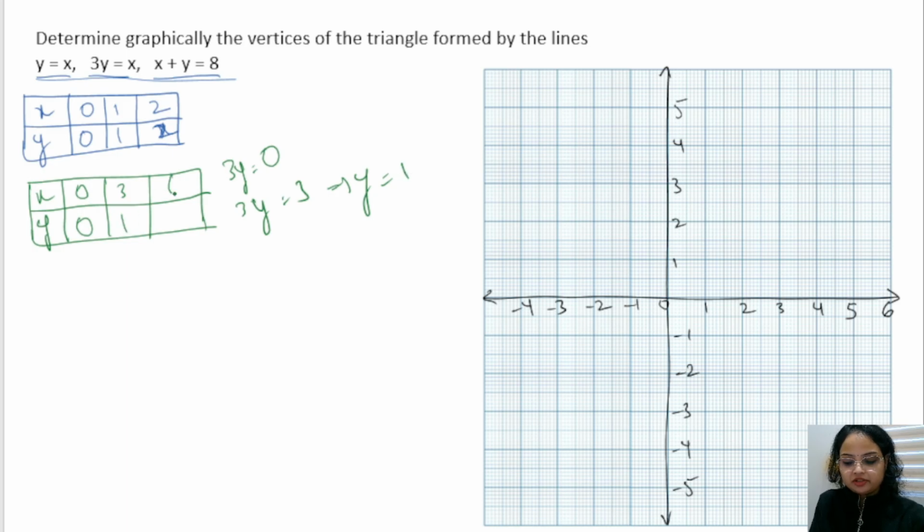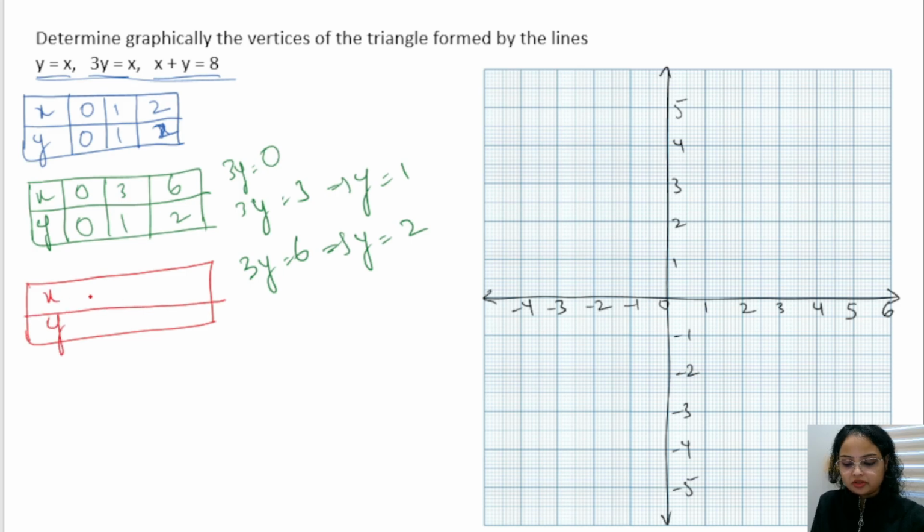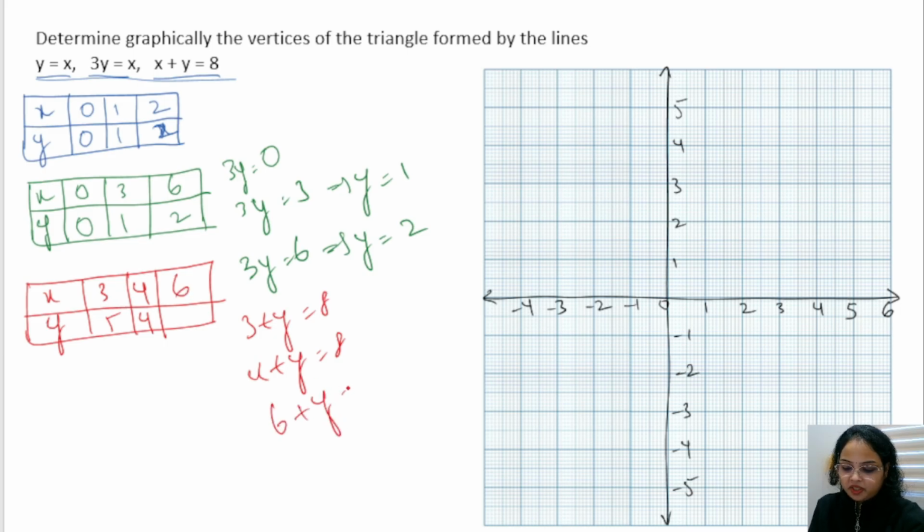If we take x value as 6, 3y is equal to 6, so here y is equal to 6 by 3, it is 2. And for the third equation, we will take x values and we will find out y values. If x value is 3, what is y value here? Here 3 plus y is equal to 8. So y is equal to 8 minus 3, it is 5. If x is equal to 4, so 4 plus y is equal to 8, y is equal to 4. If x is equal to 6, what is y value? It is 6 plus y is equal to 8. So y value is equal to 2.